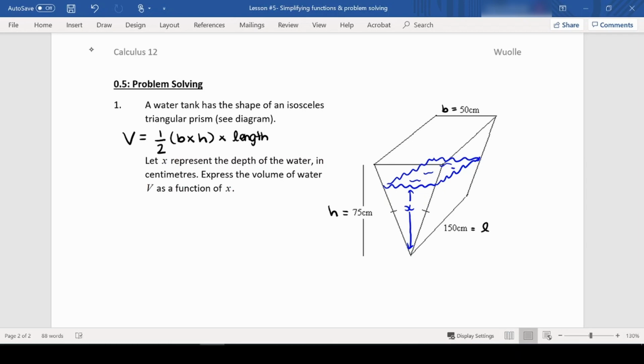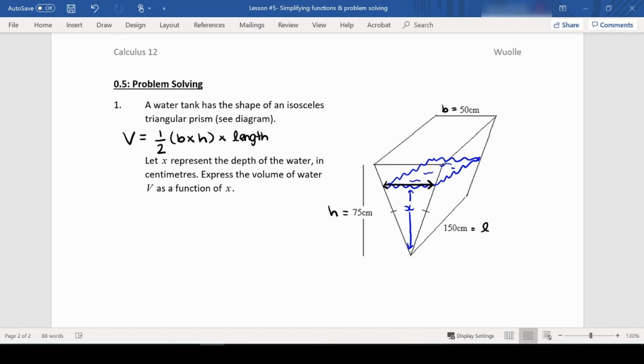Okay, so the problem is that we're trying to express the volume of water as a function of x. So we've got three variables here. If the tank is full, these are our three values. But as the water rises and falls, the height changes, but so does the base of the triangle. Our base of our triangle is this distance here. So if the water falls and rises, this value changes as well as x. So B and x have some sort of relationship here, and we need to figure out what that is.